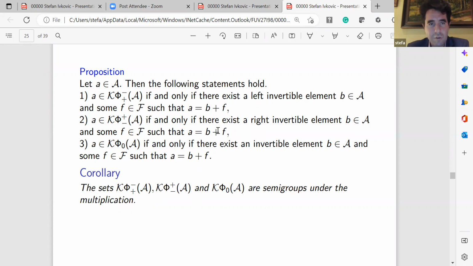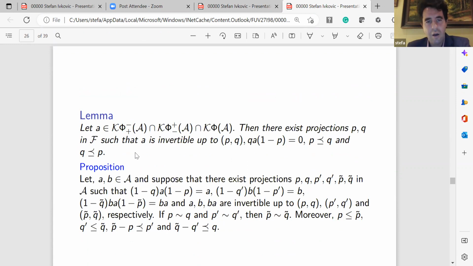And now one can ask, how does the intersection of the set of upper semi-Weyl type elements and lower semi-Weyl type elements look like? Because in the case of operators on Hilbert spaces, this is just the set of Weyl operators. And then we, of course, ask, is it also true for this generalized situation? And the answer is yes, in the case of von Neumann algebras, as we shall see later. But so far, let me just present this proposition.